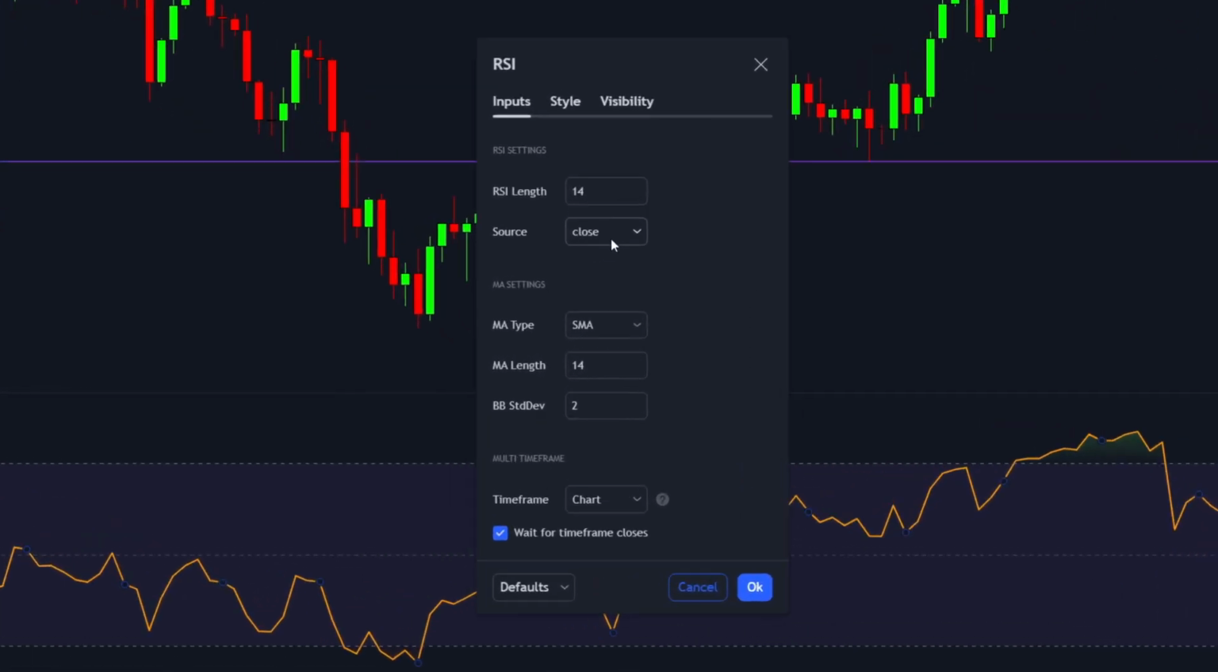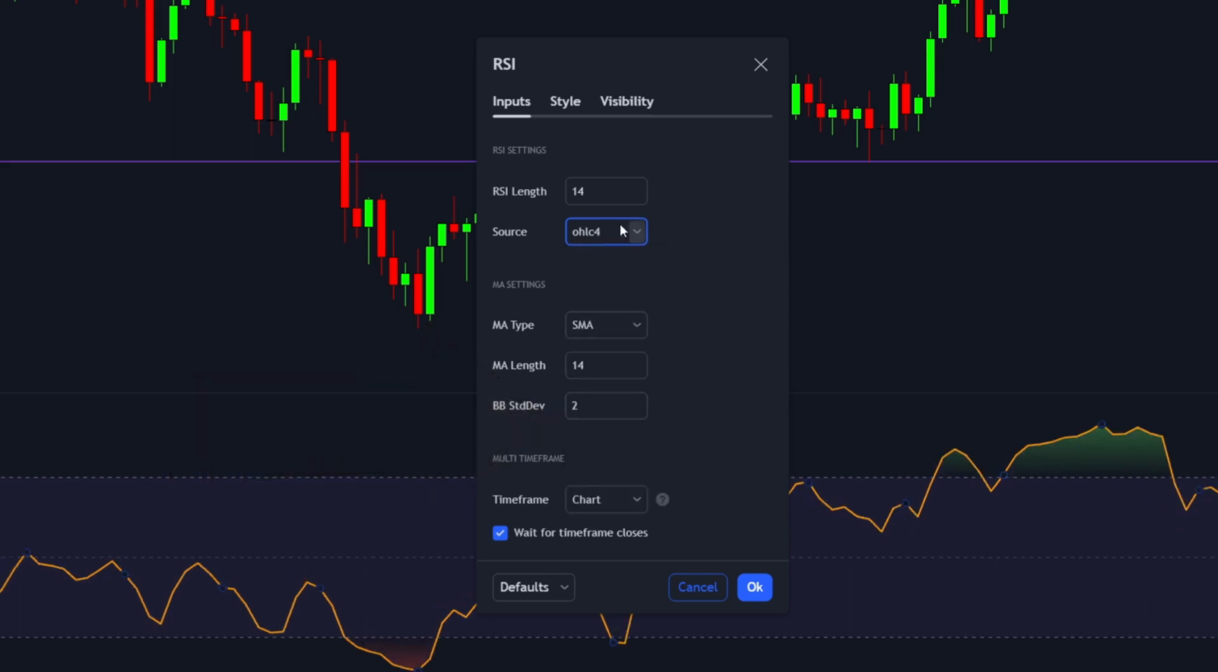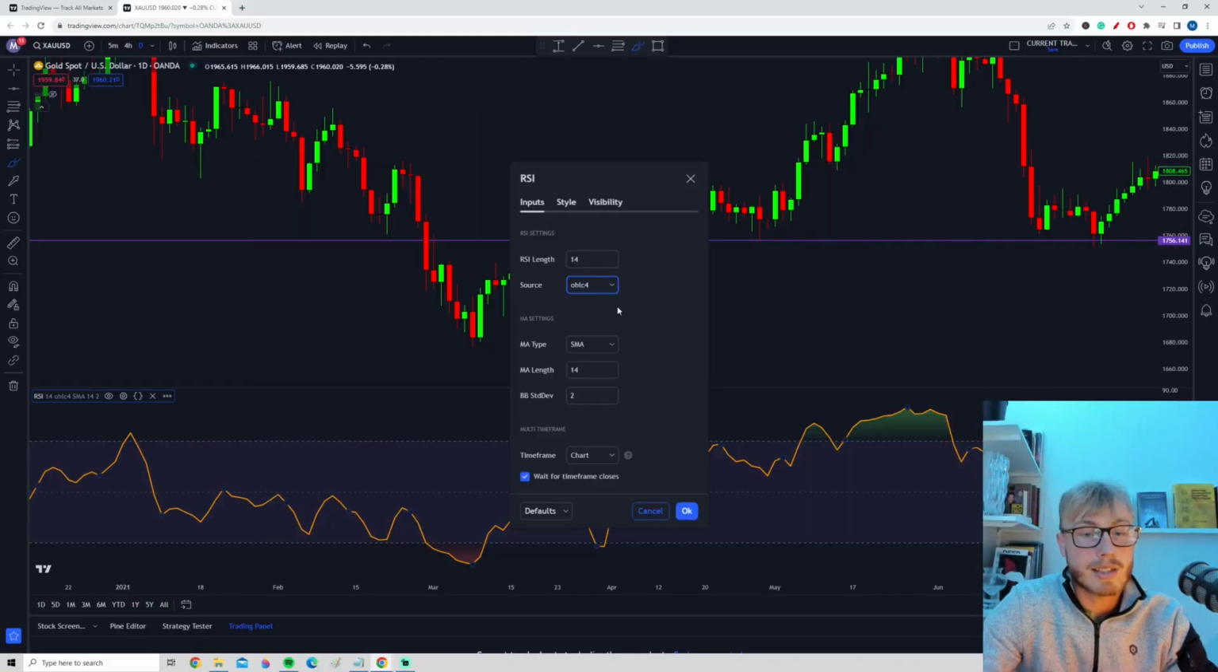The tip here is that if you want a more smooth RSI indicator, you can actually change this setting to where it says OHLC4 right here. So let us press that one. This one basically changes the RSI indicator so it takes into account both the opening price and the closing price, but even more importantly, it also takes the highest point and the lowest point of the candles into account. So you will get a more smooth RSI indicator if you use this setting. And many traders actually prefer this. So let's press OK right here.